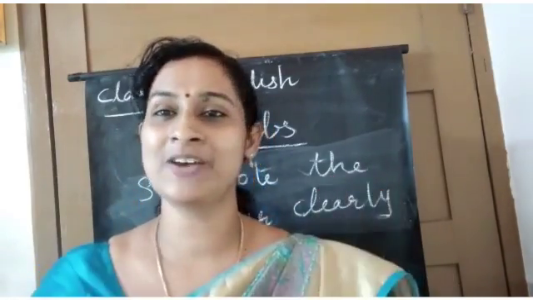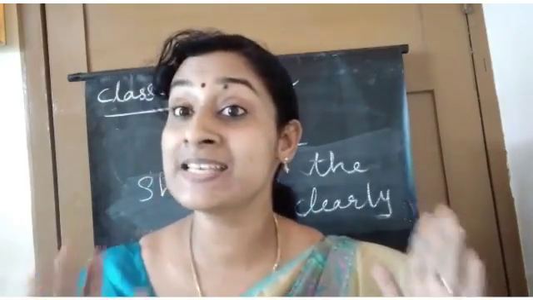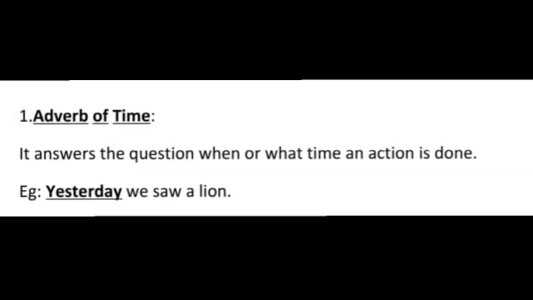Now we are moving to different types of adverbs. There are 6 types of adverbs. What are they? Let's see. Listen carefully. First one, adverb of time. It answers the question when or at what time an action is done. So, adverb of time indicates time of an action in the sentence.